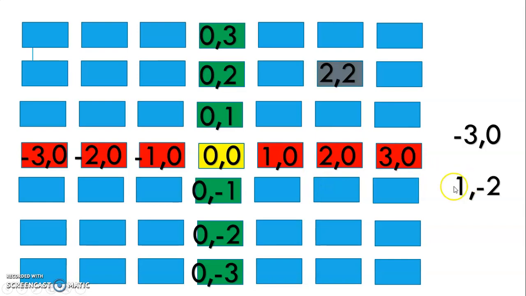Negative numbers in the first place denote houses that are to the left of the green line, and positive numbers denote houses that are to the right of the green line. Negative numbers in the second place denote houses that are below the red line, and positive numbers denote the houses that are above the red line.